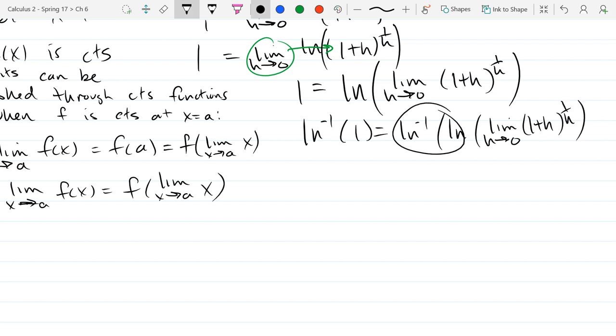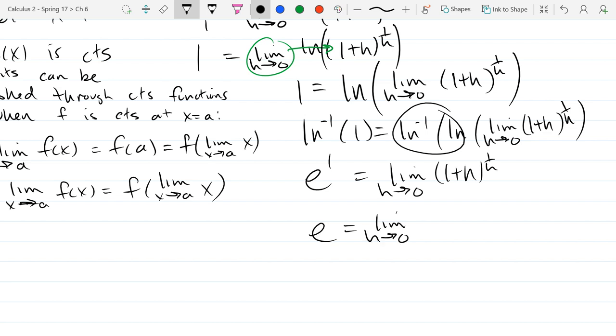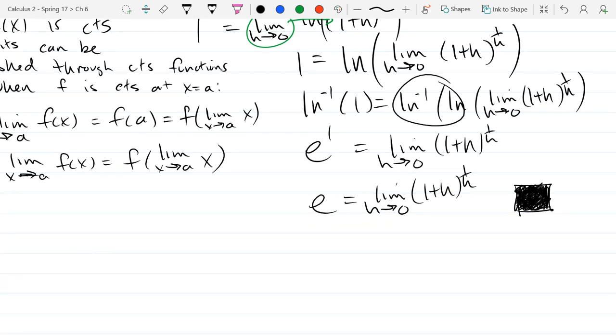And what is natural log inverse of natural log? They cancel out right here. So we have ln inverse of 1, which is e to the first power, equals the limit as h approaches 0. And e to the first power is just e. And that's what we were trying to show. When you finish a proof, you get to draw a little box and color it in. So there we go. The only difference is h, just swap the letter h out for x, and you got what we started with.